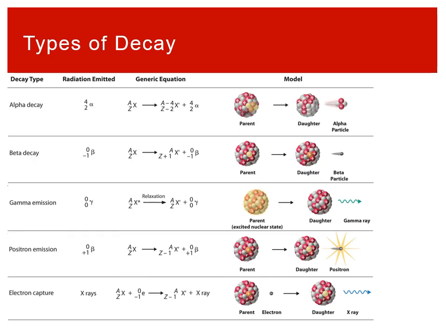So these different types of decay that exist correspond to answering the different questions. Why is a nucleus unstable? Is it too big? Are there too many neutrons? Are there too many protons?